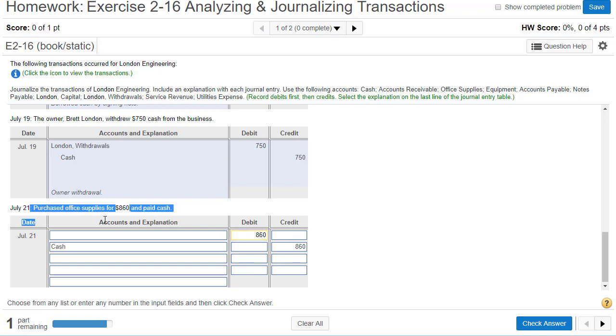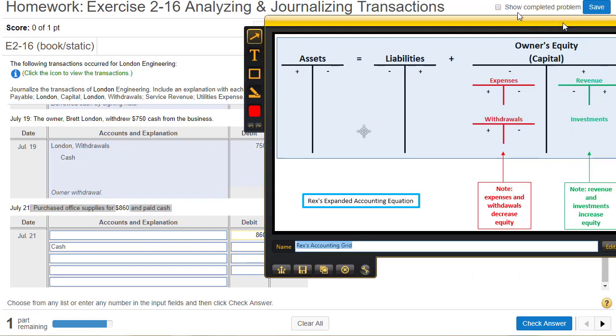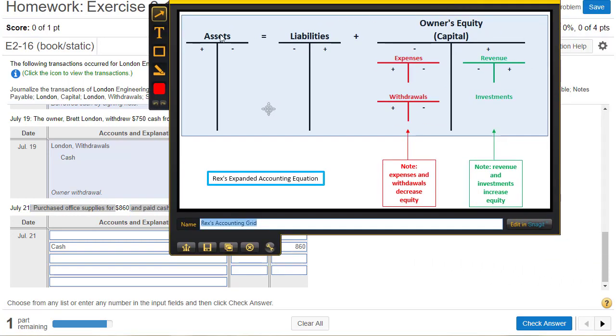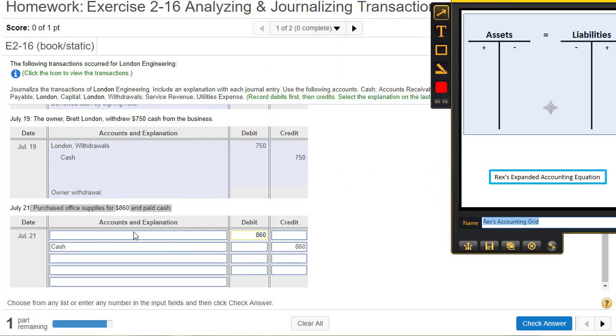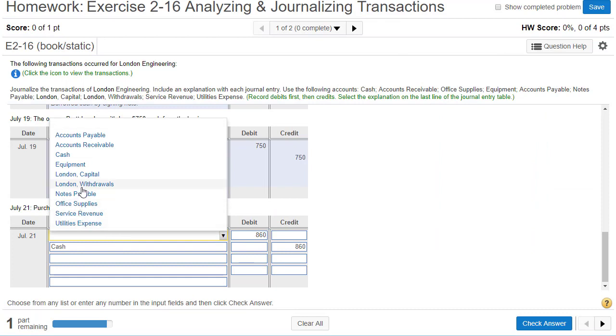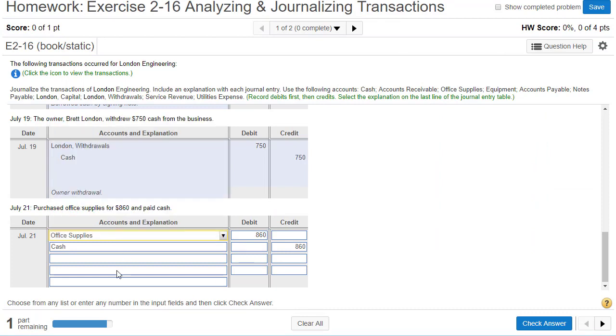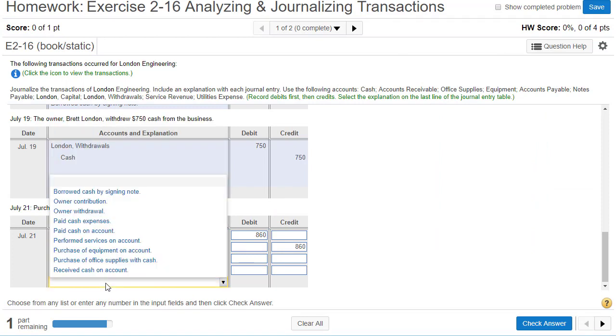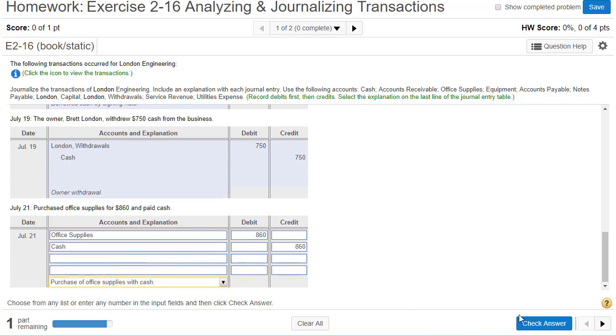But why did we spend this cash? Well, we got some office supplies. Will the office supplies have a future value? Yes, they are an asset. So do we have more office supplies or less? We have more. Therefore, that's why office supplies is going to be debited. Purchased office supplies with cash.